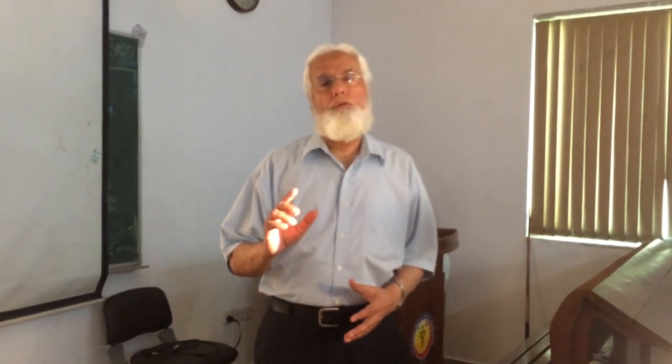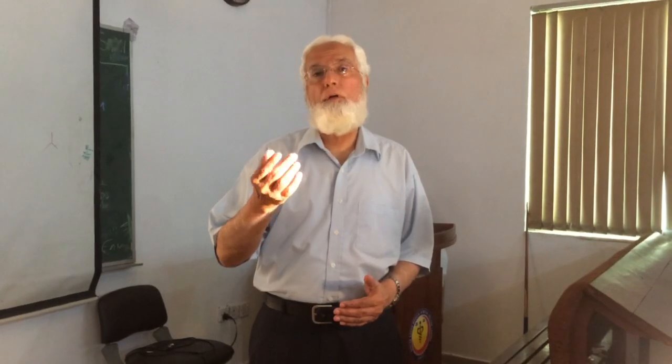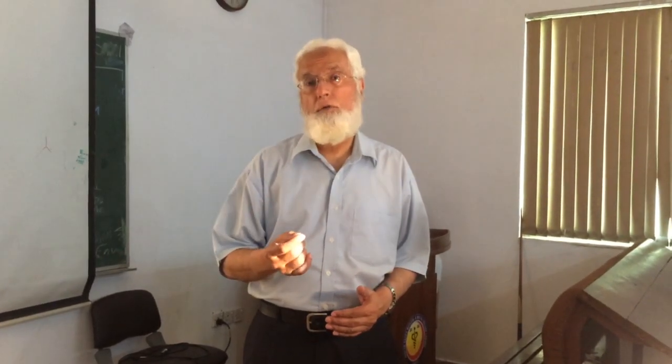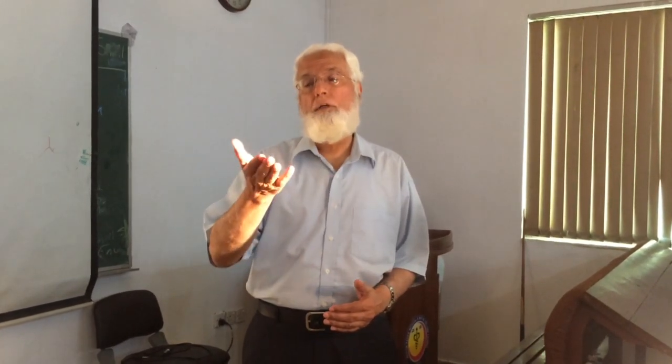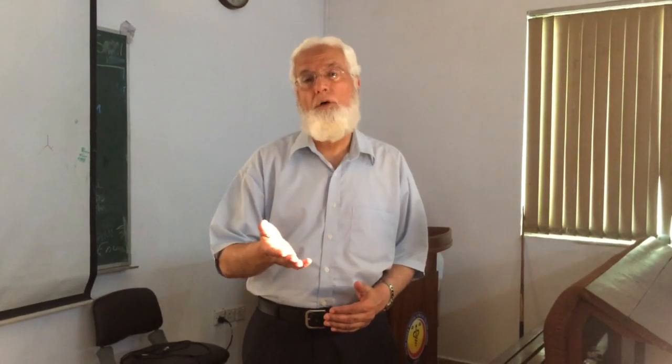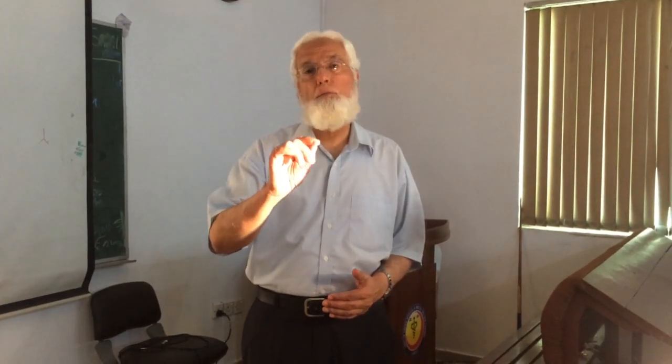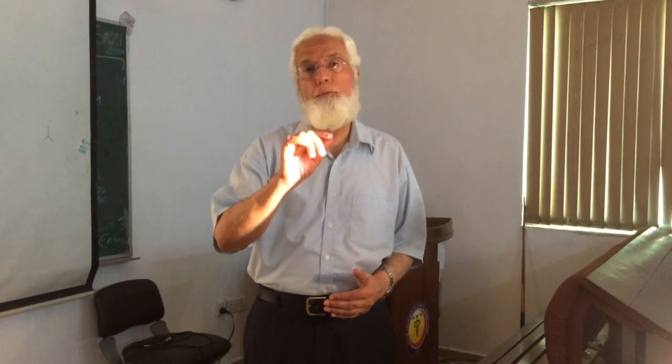Upper motor neurons, I told you last time, are neurons which are located above the level of lower motor neurons, in the medulla oblongata, pons, midbrain, and cerebral cortex.